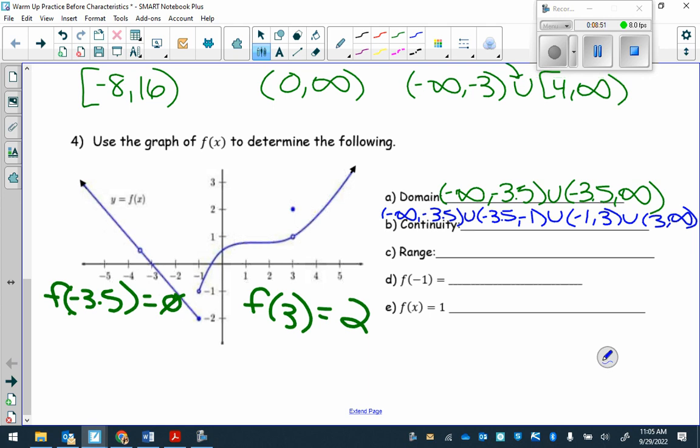Julia? Excellent. Good. Negative 2 to infinity with a bracket. All right. F of negative 1 would be what? F of negative 1. Negative 2. Good. Because of the solid circle. All right. F of x equals 1.